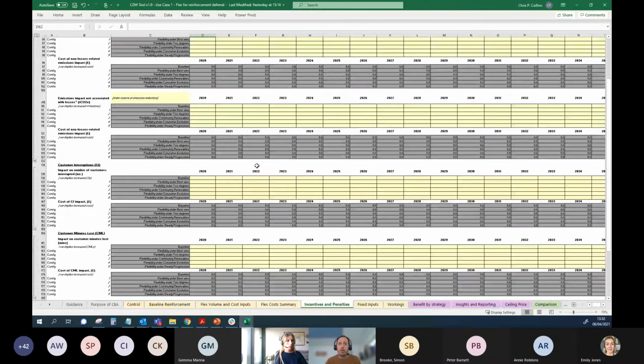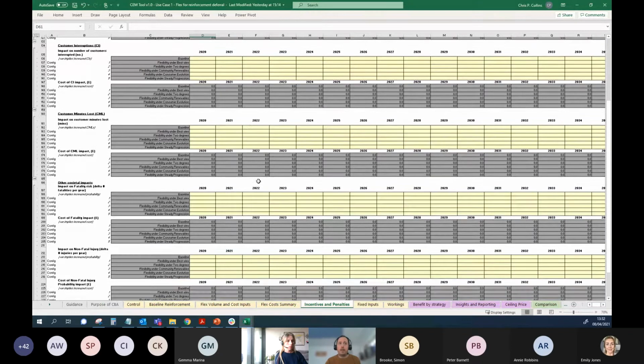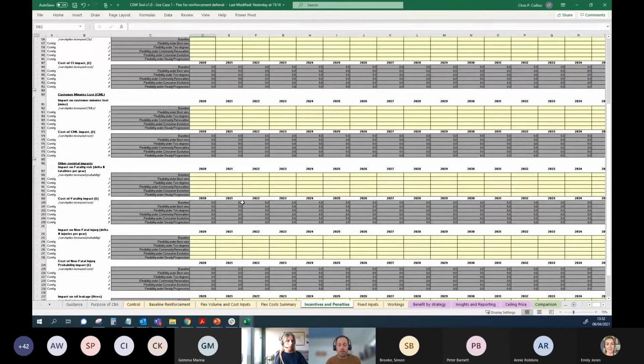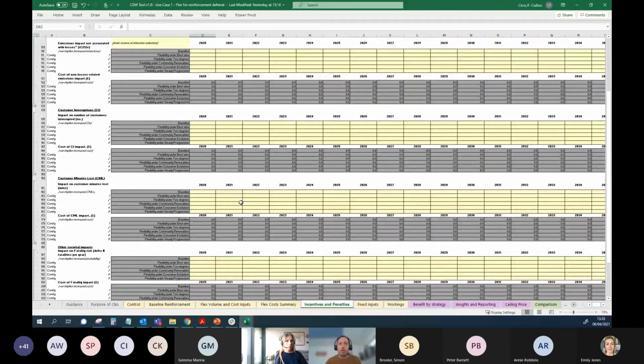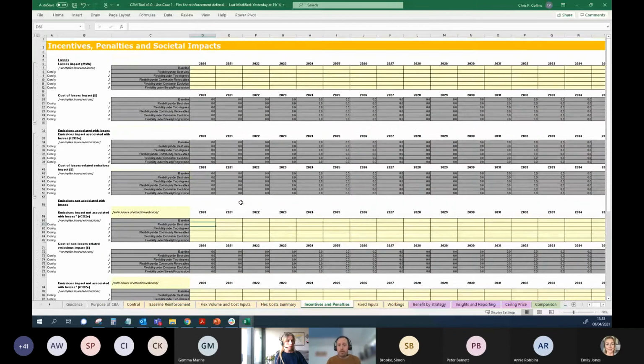And then there are other incentives or penalties that are relevant to a DNO, such as customer interruptions, customer minutes lost, and other societal factors that are all baked into the settlement that the DNOs face under their current price controls. So, as I say, often these will be left blank for want of a clear steer on what those inputs should be, but there is the opportunity to put them in, either as absolute costs or as volumes of outputs.